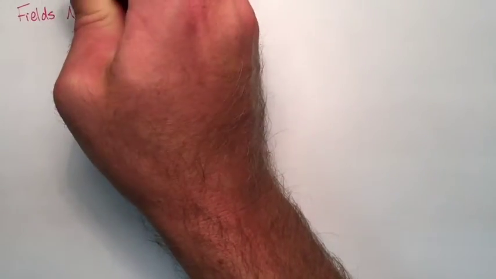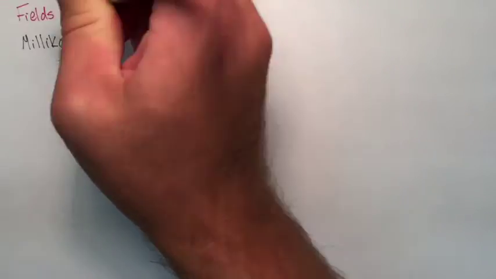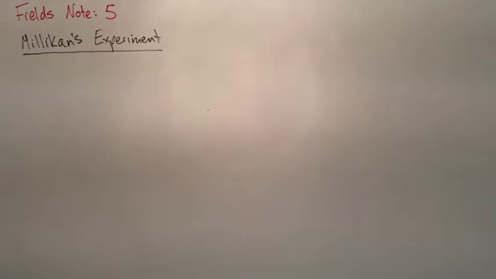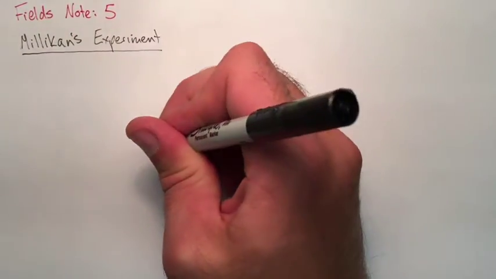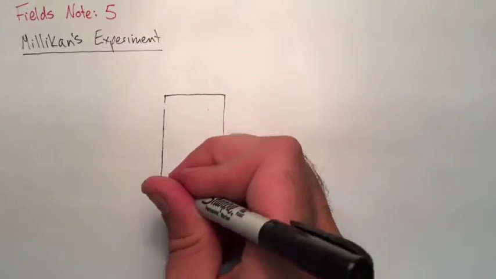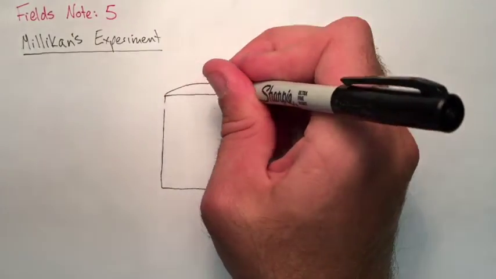Grade 12 Physics, Fields, Note number 5, Millikan's experiment. By the end of the 1800s, there were two fundamental questions in particle physics. The first one was, is there a fundamental particle that has a fundamental charge? And the second question was, if there is that particle, what is that charge?